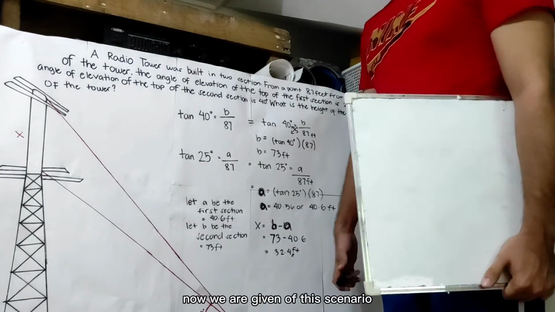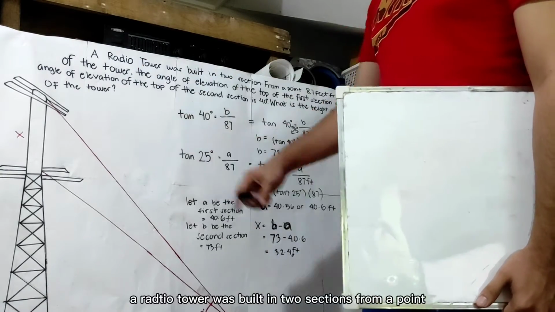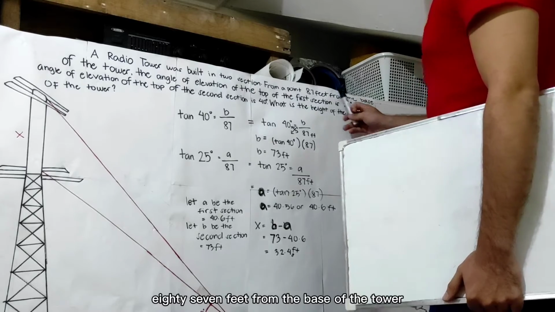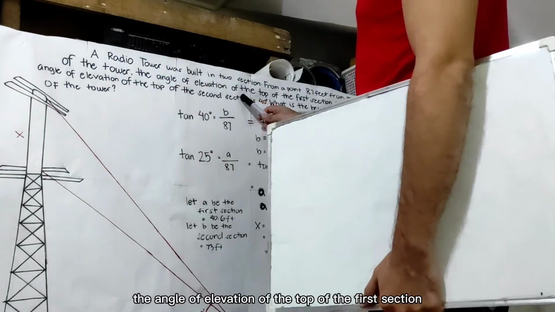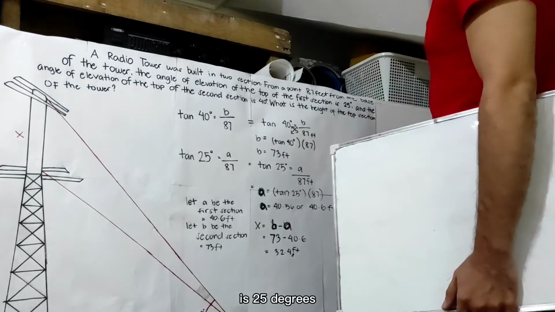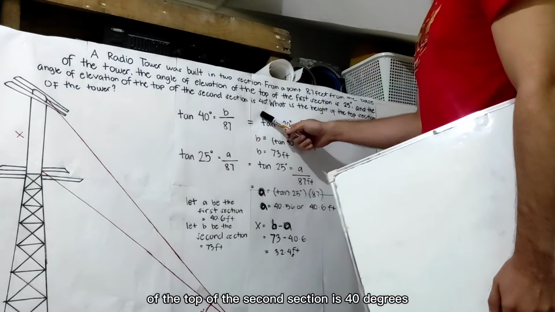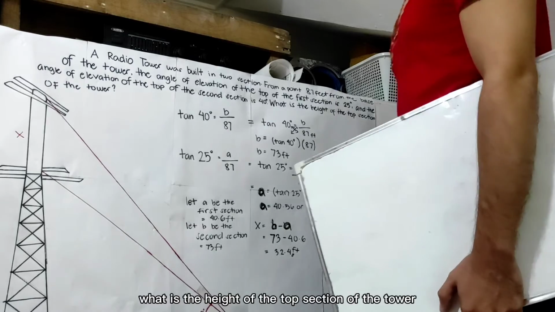Now we are given this scenario. A radio tower was built in two sections. From a point 87 feet from the base of the tower, the angle of elevation of the top of the first section is 25 degrees, and the angle of elevation of the top of the second section is 40 degrees. What is the height of the top section of the tower?